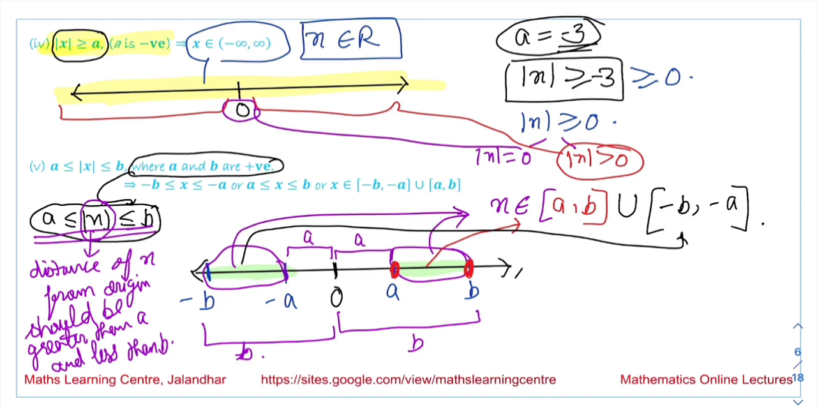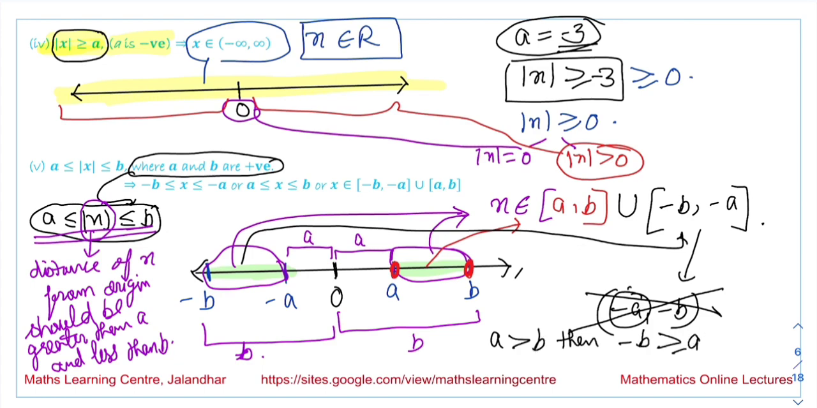This thing is important to note, that we are not writing it in the form minus a to minus b. Generally students commit this mistake. This is wrong, because if a is greater than b, then we have minus b is greater than minus a. You should remember that this way of writing these intervals is wrong. This is the correct way to write, because minus b occurs first on the number line as we move towards the right hand side. This minus b occurs first and then it is minus a. So this interval is minus b comma a, and this interval is a comma b.